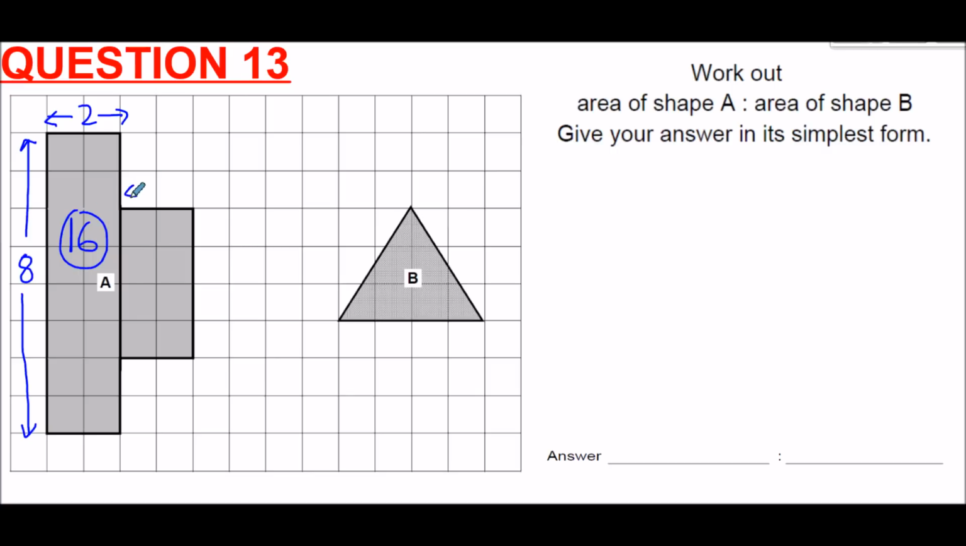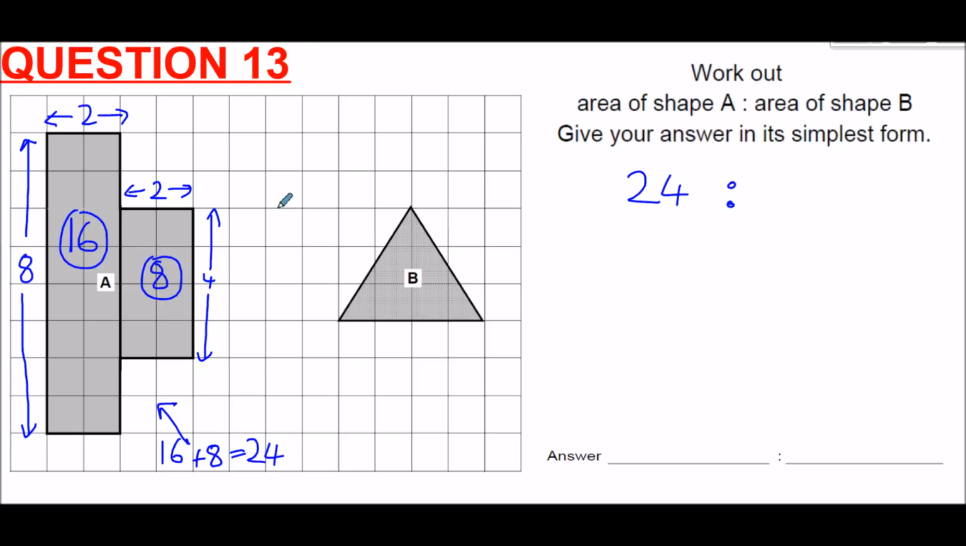And the other one of the side is 2 wide by 4. 2 by 4 is 8. So for shape A, the total area for shape A is 16 plus 8, which is 24. So the area of shape A is 24.